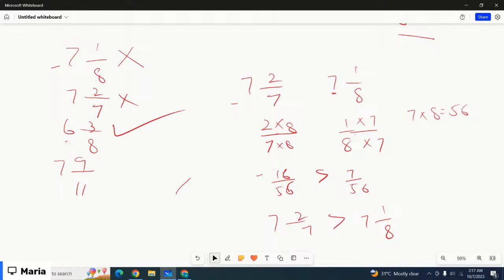Sorry, the correct option is 6 whole 3 over 8, because 6 whole 3 over 8 is the only number that is less than 7 whole 1 over 8, right? So that's how you need to compare the improper fractions and the mixed number, right?